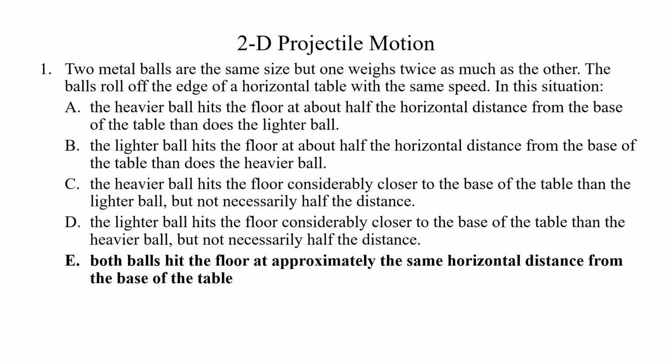Galileo proved that a heavy object and a light object both fall to the ground at the same time, regardless of how much they weigh. So it doesn't matter how much they weigh. They both fall at the same rate. And since they're both traveling horizontally at the same speed, they both fall to the ground at the same time, and they both travel the same horizontal distance as they fall.